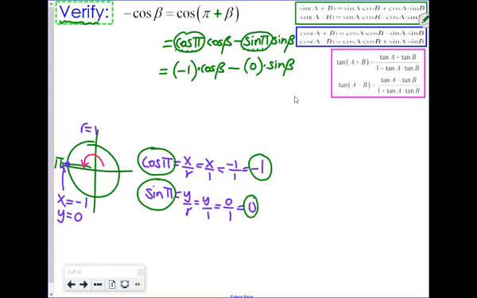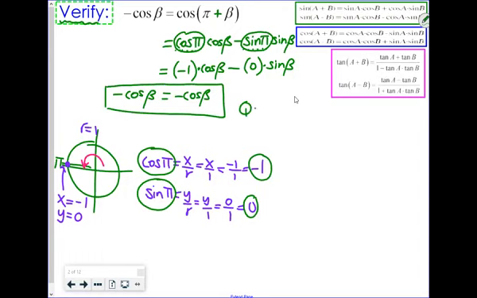So now just do the math. -1 times cos beta is negative cos beta, minus nothing. So I'm done. Now look at your layout. Is it obvious I just worked with the right side? Have I now got the right side to equal what's on the left? Yes. So bring down that thing from the left. Show you created identical twins, and you are done.